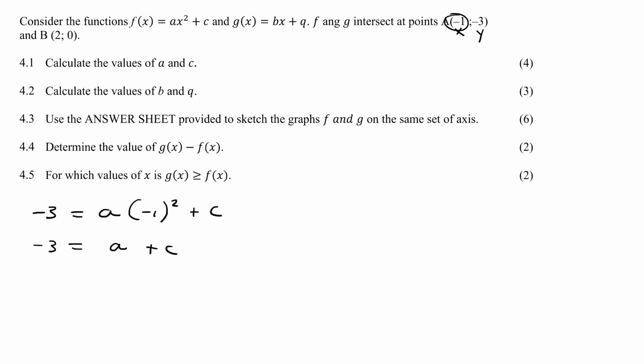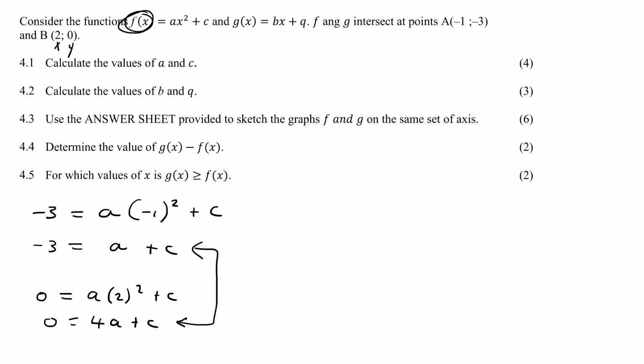So all I do next is I just do the exact same process using the 2 and the 0. So once again, this is an x, this is a y. So I'm going to plug the 0 over here, and then x is 2, and so this becomes 4, so it's 4a plus c. Now we have two equations with two unknowns, and so we can use simultaneous equations.